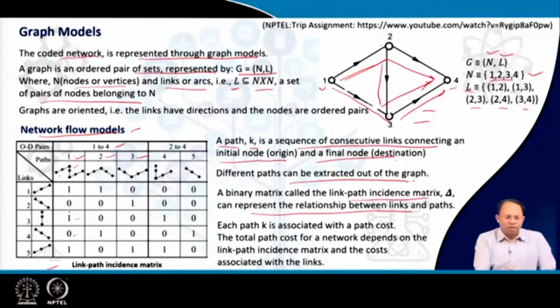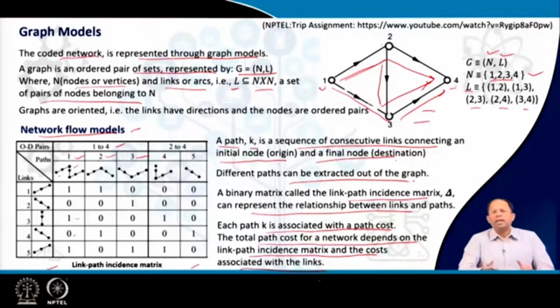So in this way, we can actually decide, and network flow models help in coding the entire network in such a way that we can easily determine the overall path cost. Each path k is associated with a path cost, and the total path cost for a network depends on the link path incidence matrix and the cost associated with the links. The one with the minimum path cost is the shortest path. So this is one example of how a link node diagram is converted into a graph model, and then we can use network flow models within that to do a lot of computations using this kind of network.